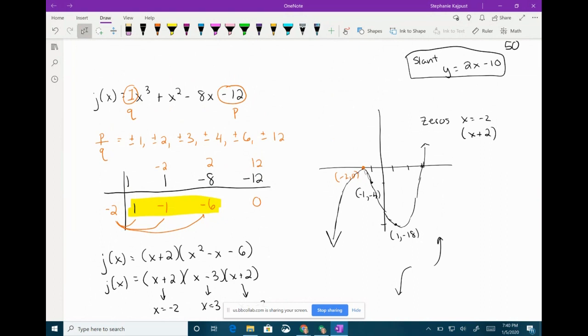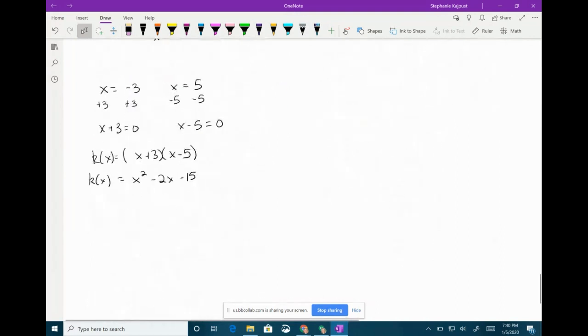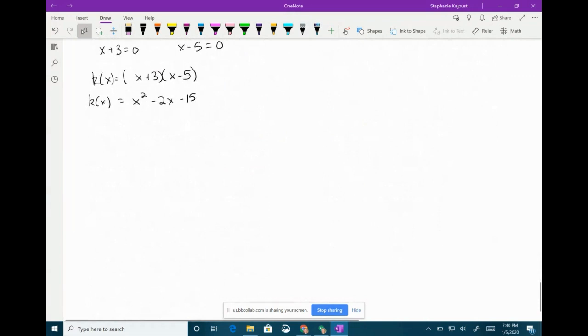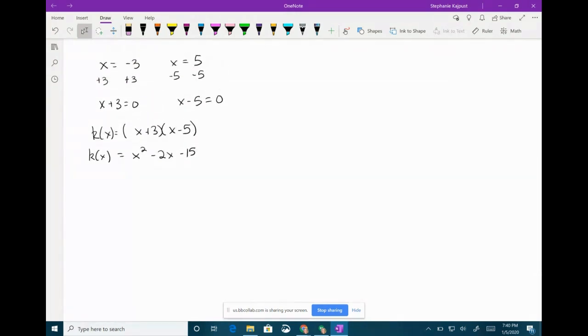So that's polynomials. We've gone through weeks 4, 5, 6. So next is week 7. Some of the things that you might be asked about are the vertex of a parabola. We can use k of x to find the vertex, because that's a quadratic. That will have a vertex.